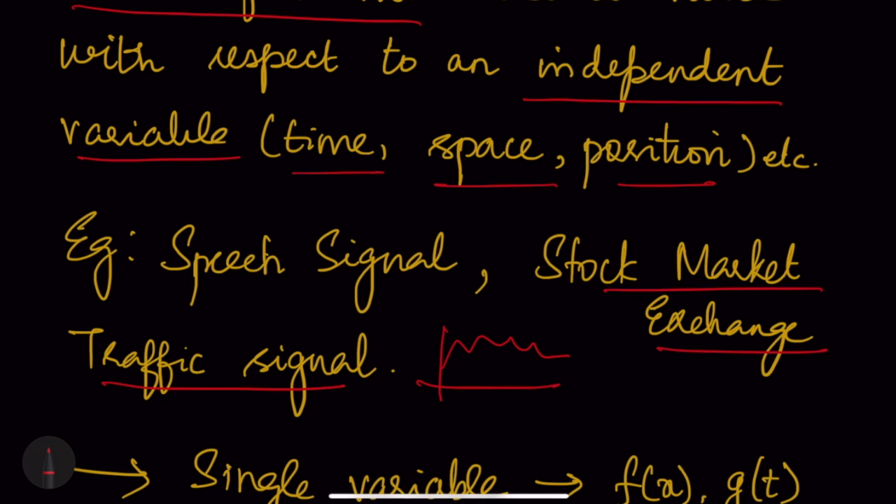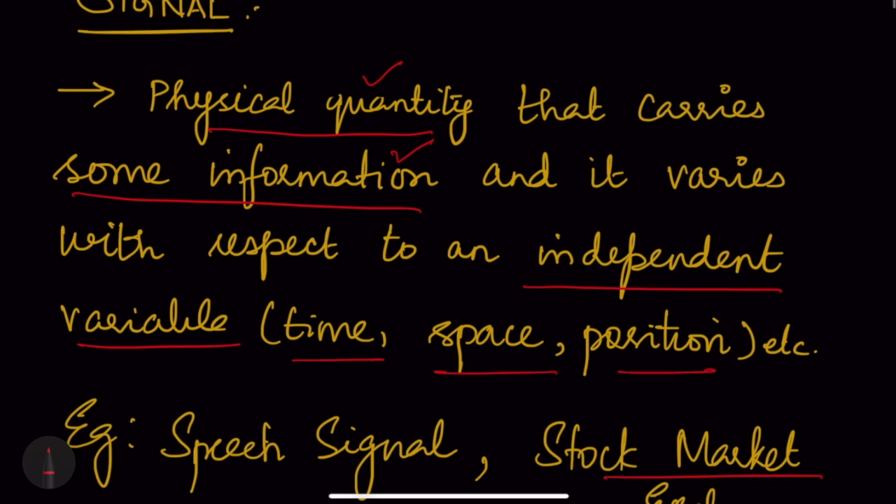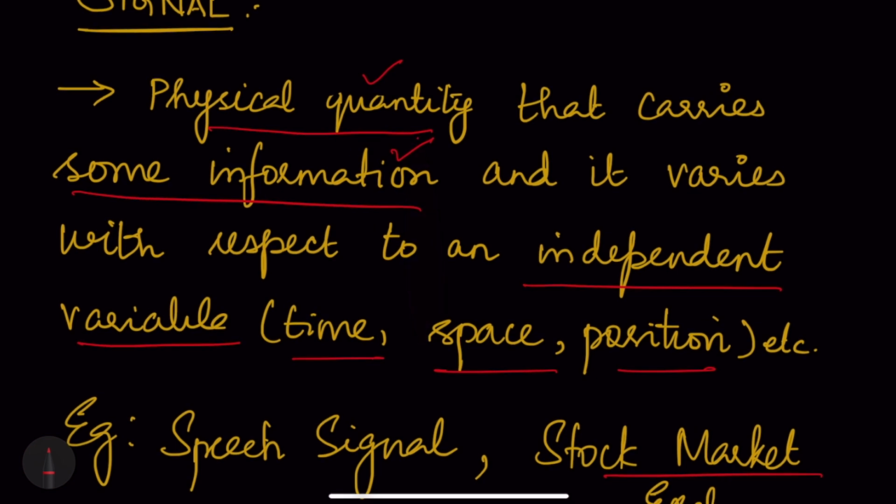So beautifully you can write the definition for 2 marks. It is a physical quantity. It carries some information and it varies with respect to an independent variable. These are the three important terms which you need to write in your definition: a physical quantity, it carries some information, and it varies with respect to an independent variable. So this is about signal.